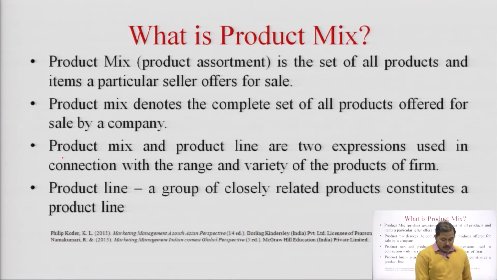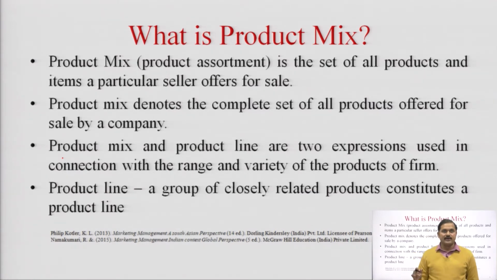Here we go. The first thing we are discussing in this presentation is the product mix. Product mix, also called the product assortment, is the set of all the products and items a particular seller offers for sale. It highlights that many firms and organizations do not offer only single products; there is a series of products being offered by an organization.